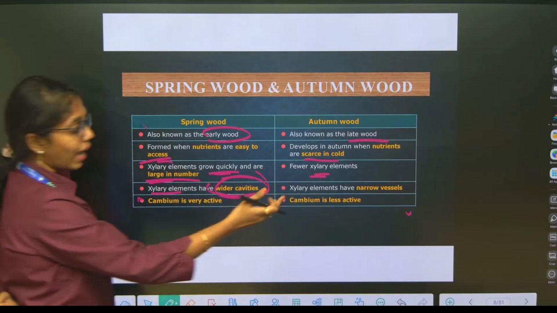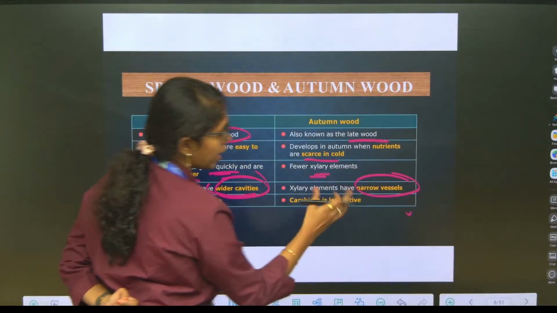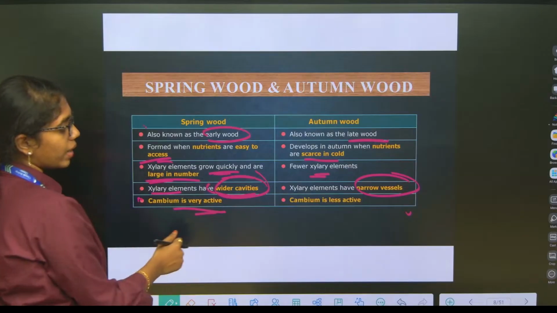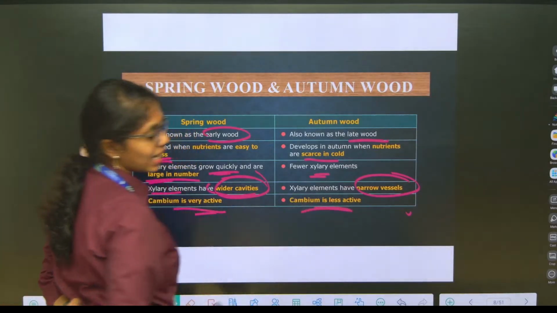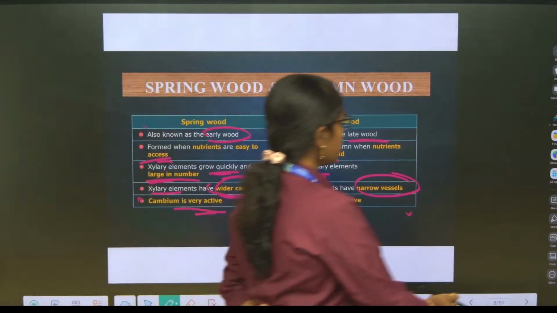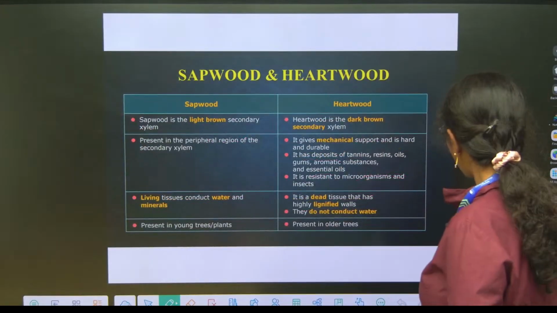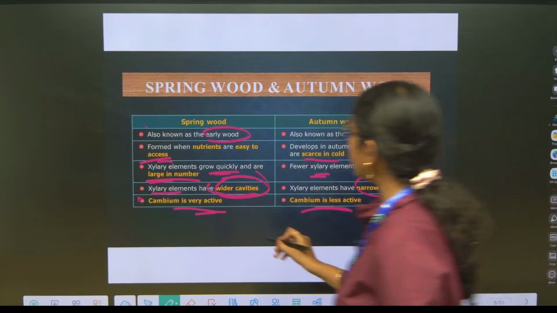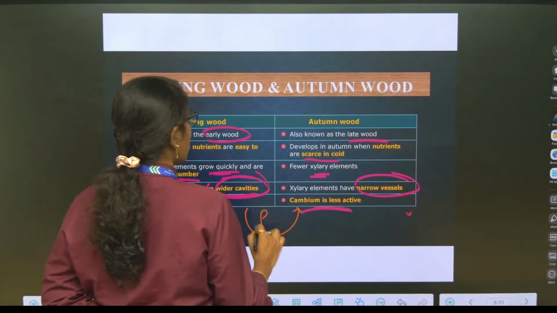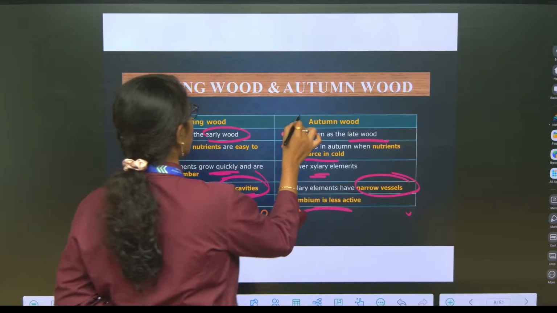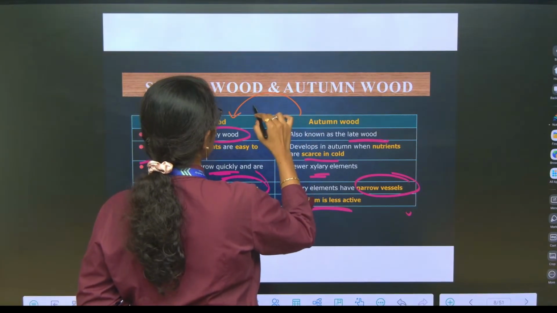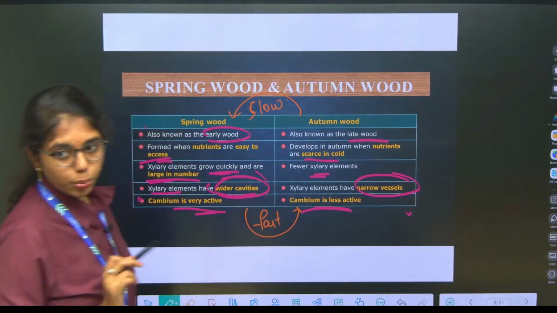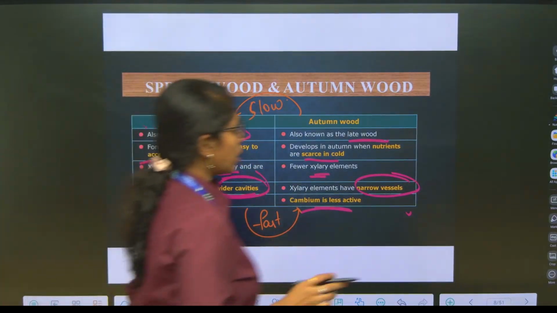Xylary elements will have narrow vessels. Here they have wider cavities. Cambium is very active here, and cambium is less active over here. And then, the transition from spring wood to autumn wood is fast, whereas the transition from autumn wood to spring wood is slow. Fine. This is about spring wood and autumn wood.